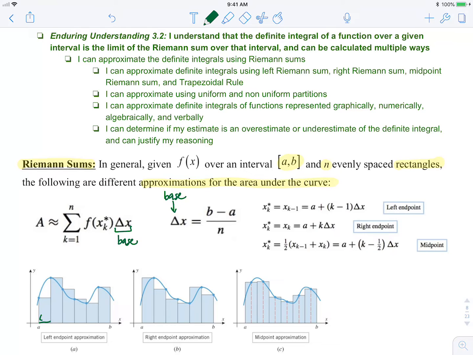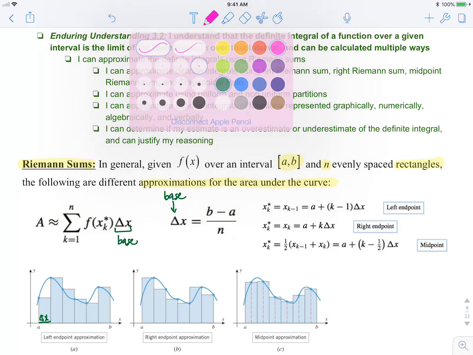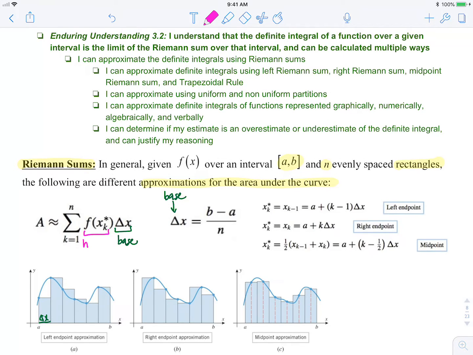So the base of each rectangle is delta x. Now the height of our rectangle is our function evaluated at a given x value. Now where that x value comes from depends on whether you're using left, right, or midpoints.